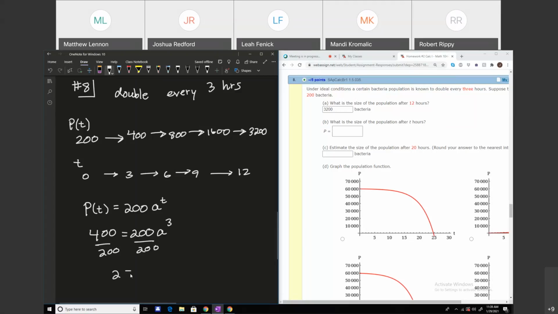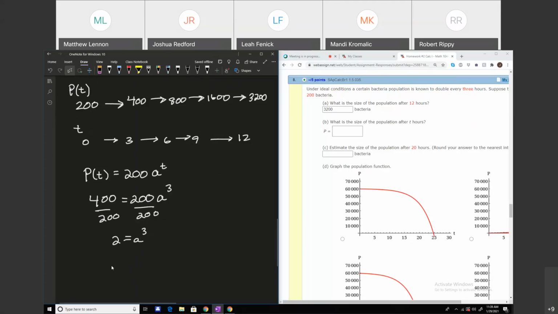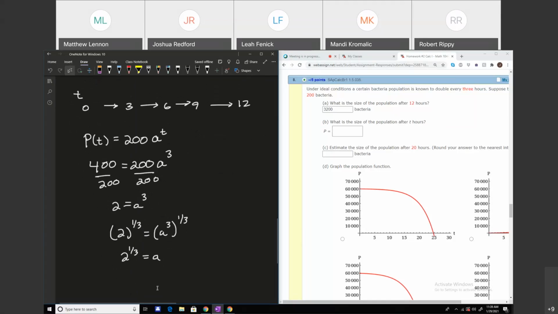So we have 2 is equal to a to the third. And then to solve here, you would take the cube root or the 1/3 power of both sides. So 2 to the 1/3 would be a to the third to the 1/3. So basically 2 to the 1/3 is our value of a. So our exponential formula, if you will, is P of t is 200 times 2 to the 1/3 raised to the t. Now this would typically be written as 200 times 2 to the t over 3.